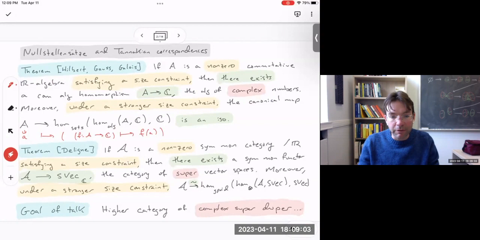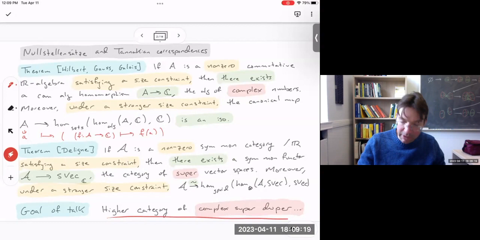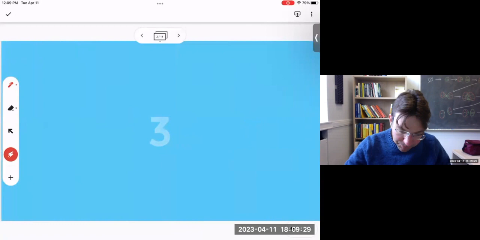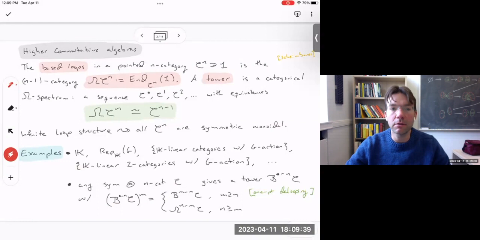So the goal of our work, and of what I want to tell you about, is to take this sequence, the complex numbers, which is a commutative zero category, and super vector spaces, which is a commutative one category, and explain what the higher version of that sequence is. Super duper vector spaces. So how do I set this up? I'm going to dive into some technical stuff. Let me tell you what context I want to use to do commutative algebra.